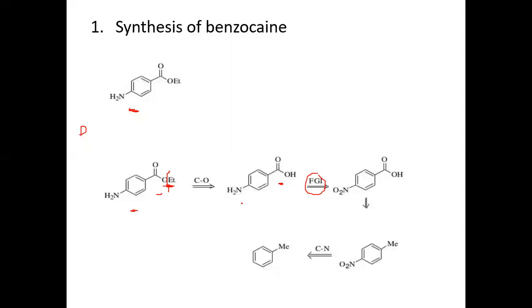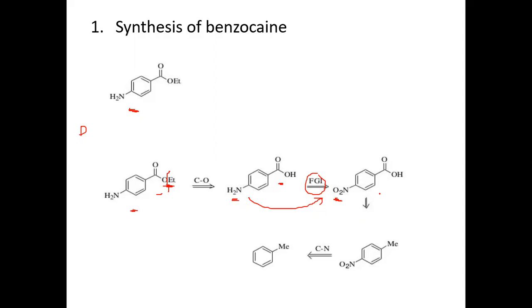Next, we are doing functional group interconversion. What we are doing here is converting this amine to a nitro group. What is the name of the process? Can anybody tell? Converting NH2 to NO2. What is the name of the reaction? Oxidation or reduction? Are you adding oxygen or hydrogen? Oxidation. Yes, it is oxidation.